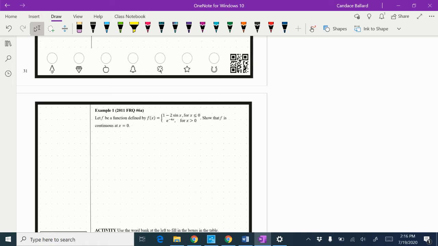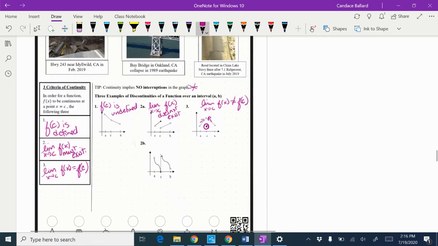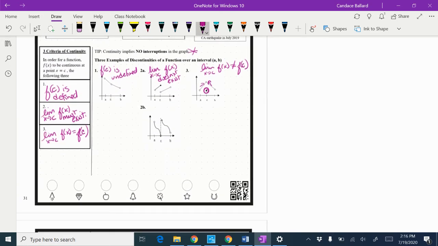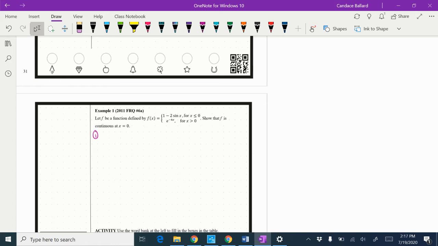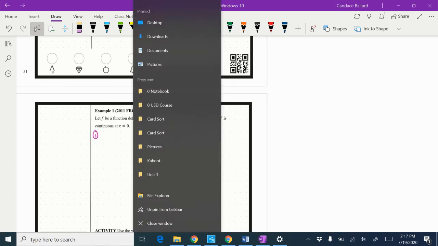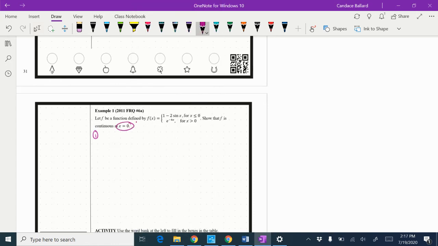So the first step of our criteria, and they're already numbered 1, 2, 3, is we have to show that f of c is defined. So the c value that they're talking about is this 0. That's your c value. So we want to find f of 0 and make sure that it exists.